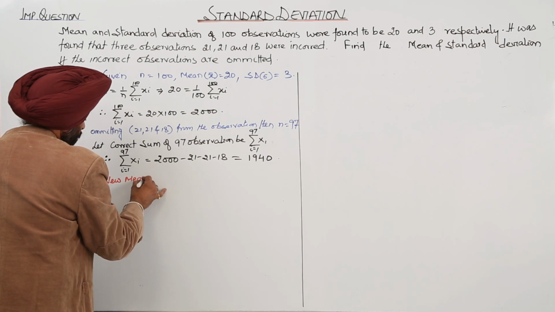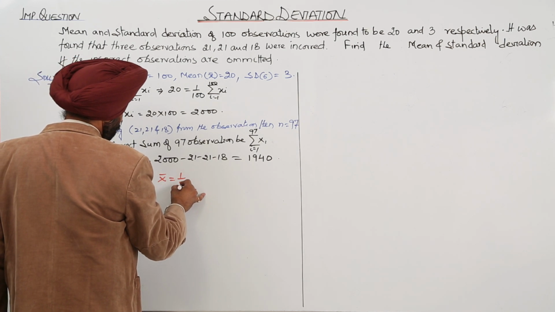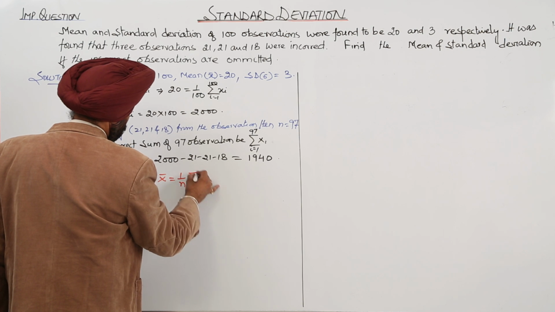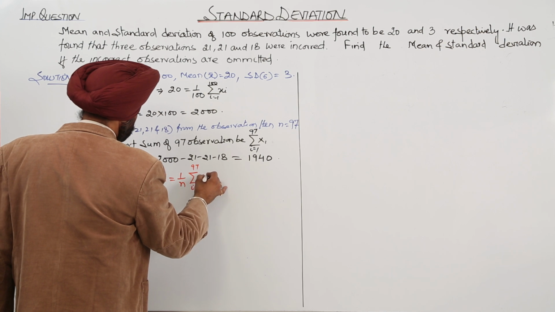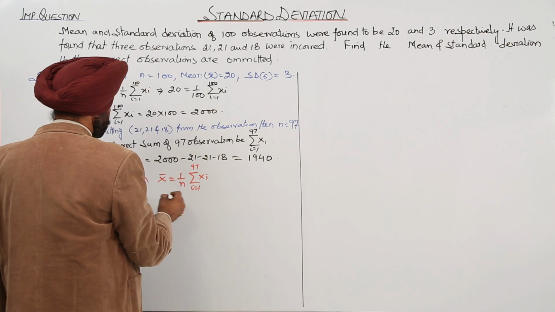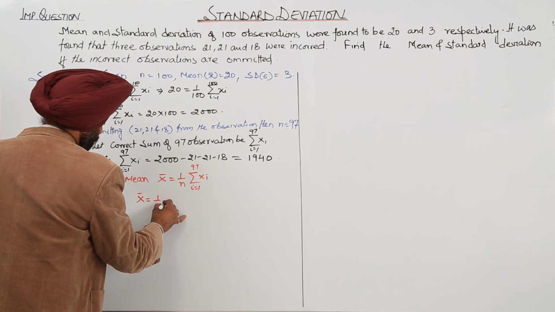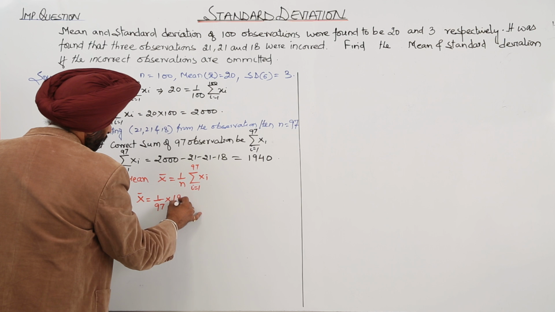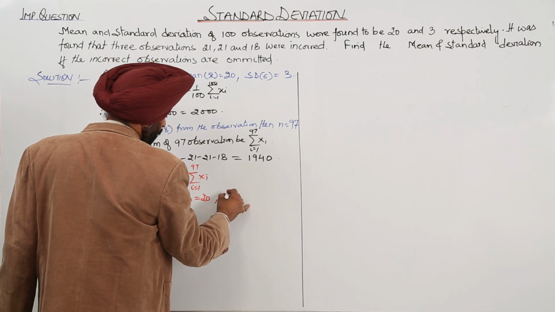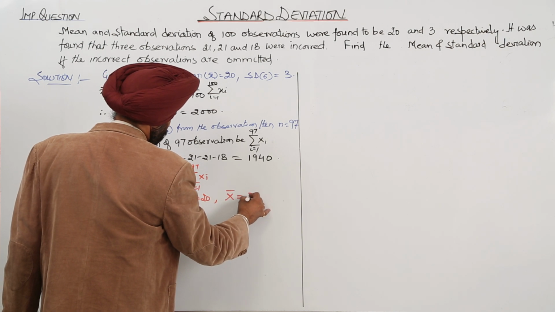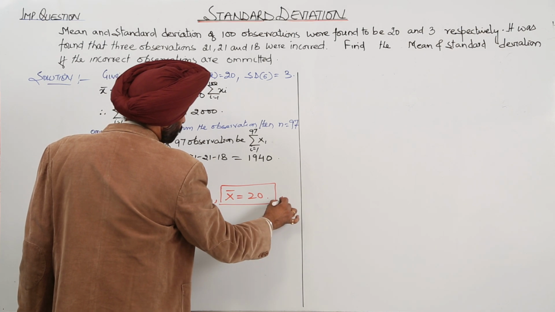Now the new mean is equal to 1 upon n, with 97 terms now. 1 upon 97 times 1940, this is equal to 20. Now the new mean is equal to 20. That is one of the answers.